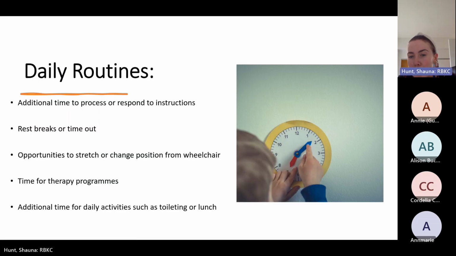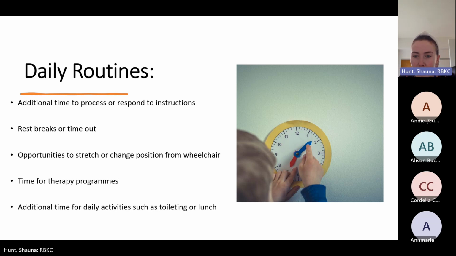Okay, so thinking about children's daily routines. Children with physical disabilities may require an adapted and flexible day, such as additional time to process or respond to instructions. They might need rest breaks or a timeout. I guess the mental exhaustion or physical fatigue can be quite much for them. So it might be a good idea to perhaps introduce new concepts in the morning, or things that are going to be most challenging for them.